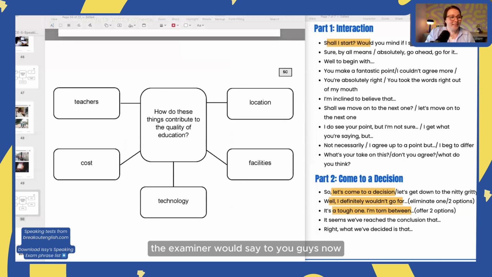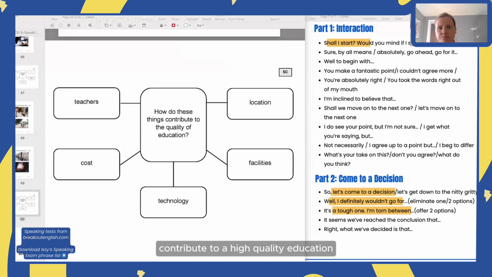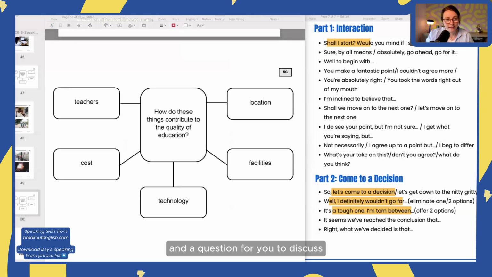The examiner would say to you guys, now I'd like you to talk about something together for about 2 minutes. Here are some things that people believe contribute to a high quality education and a question for you to discuss. First, you have some time to look at the task.